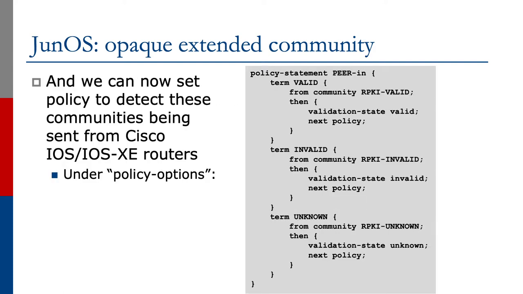With the support now in place, we can now set policy to detect these communities being sent from Cisco IOS or IOS XE routers. Again, under policy options, we do the configuration as shown on the slide. We look for community RPKI invalid, which we've already defined, and then we can set the validation state in the BGP table. Likewise for invalid and for unknown, and then we can implement our other incoming policies as well.